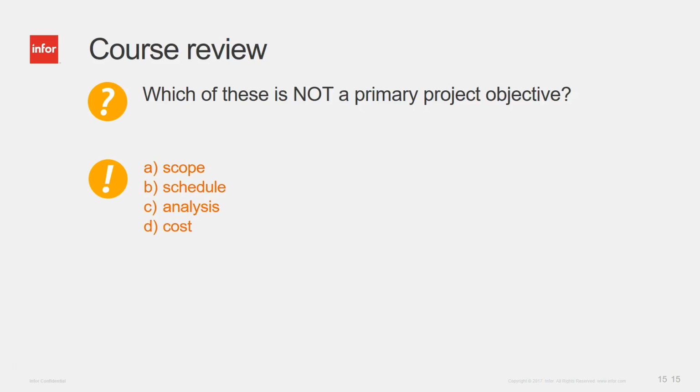Okay, so in review, which of these is not a primary project objective? Scope, we know that scope is. Schedule, we know that schedule is. Analysis, now it might be an objective, but is not a primary objective. Cost is a primary objective. So scope, schedule, and cost are the primary objectives. Analysis is important, but it is not one of the primary objectives. So the answer is C.